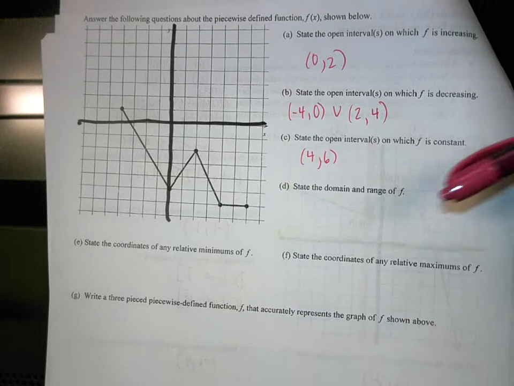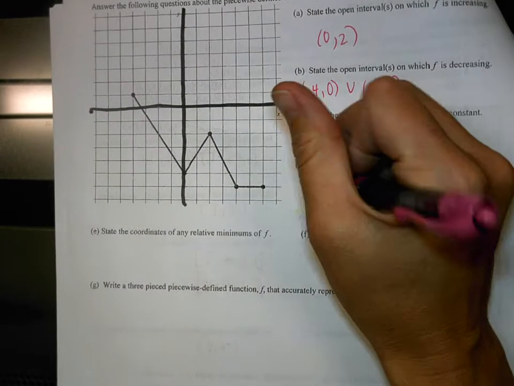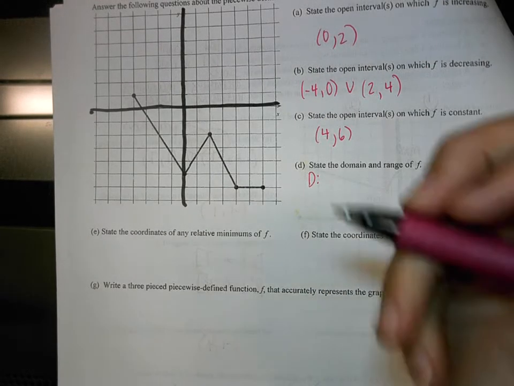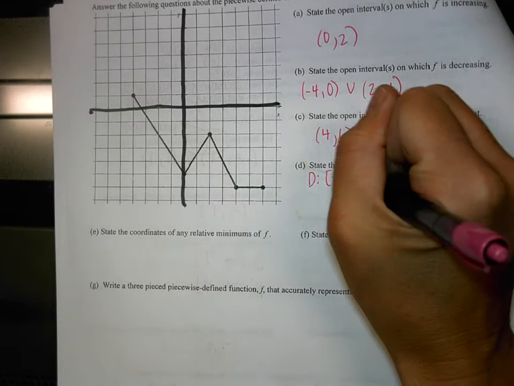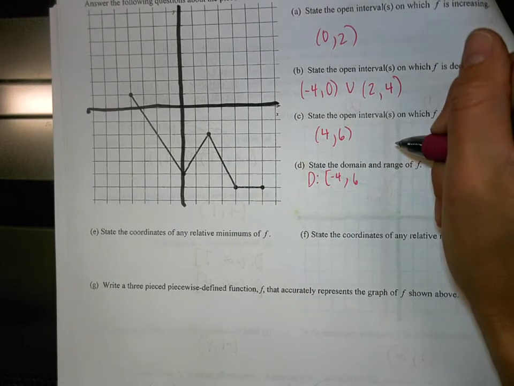Okay. State the domain and range of this function. So my domain, it starts at what value? Bracket or parenthesis. Good. -4, and goes all the way to what? 6, bracket or parenthesis. Good.